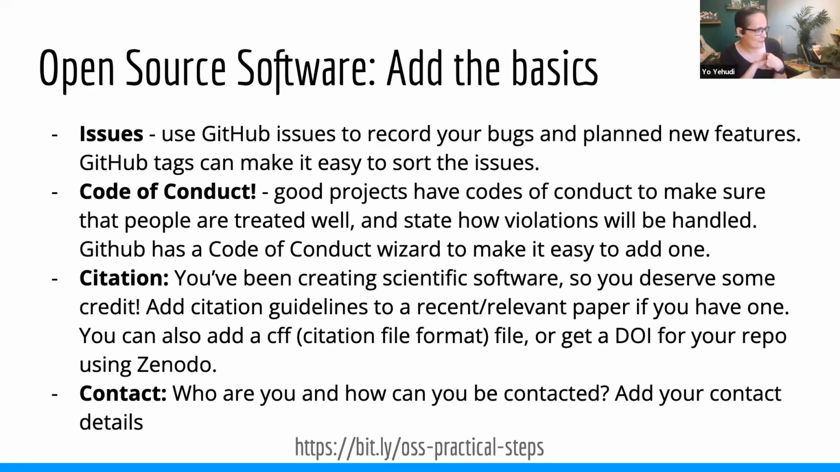And my favorite one for scientists and for researchers, add some citation guidelines. People should cite your software if they're using it. You deserve that credit. GitHub makes it reasonably straightforward to add citation files these days. I think it's a CFF file. And this will just make it a little bit easier to cite it in the same way that you'd cite a paper. And of course, the opposite side of this is if you're using someone's open source software, try and cite it as well. Give them the credit that you want to receive.